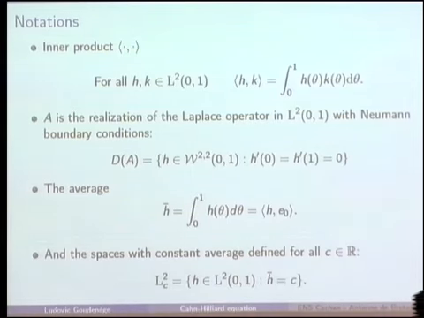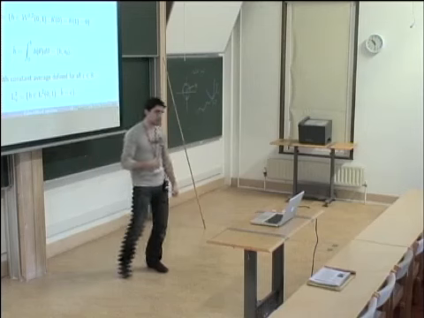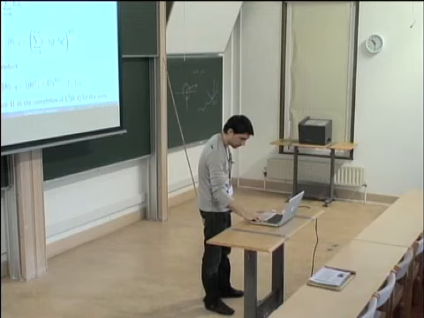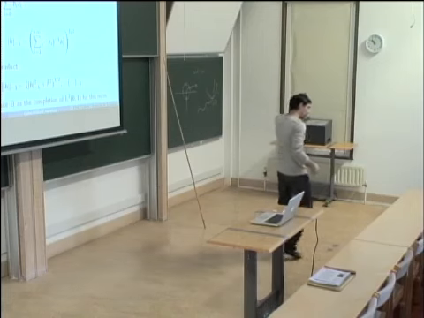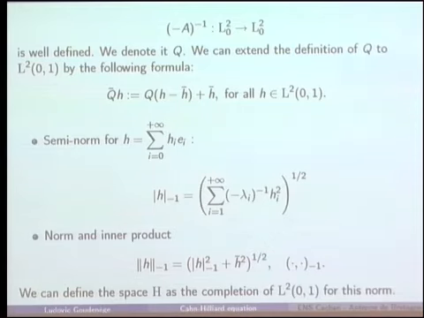So we will work on the space L2, but only with the functions which have a constant average. So for example, if C is some real, you have L2 C, which is this space. The Q operator in the definition of the Wiener process will be the inverse of the Laplacian. So with this operator, we can define a new space with a new semi-norm and a new inner product. So it will be the space H minus 1, if you have in mind.